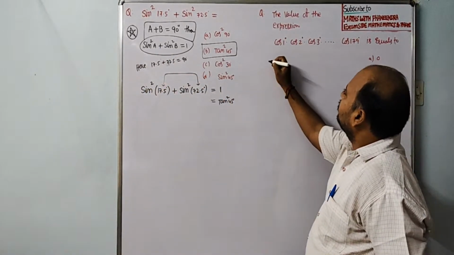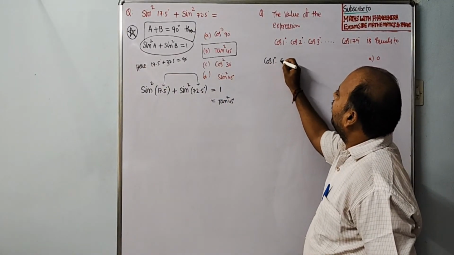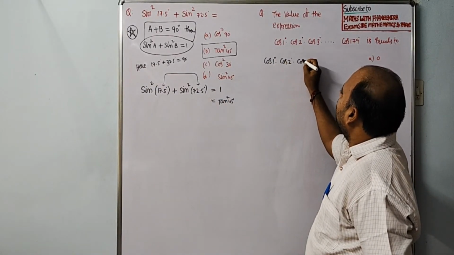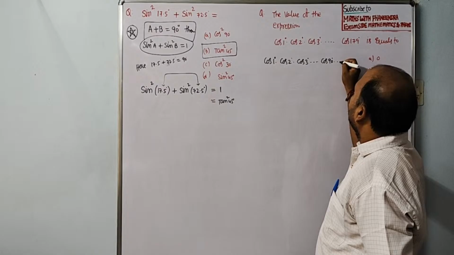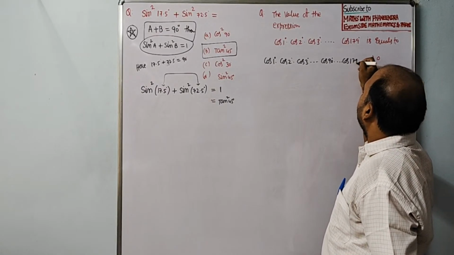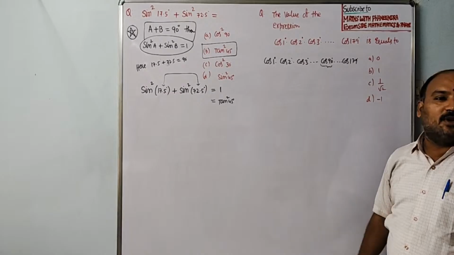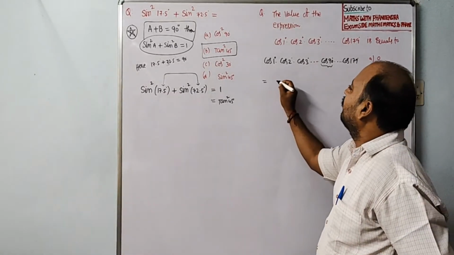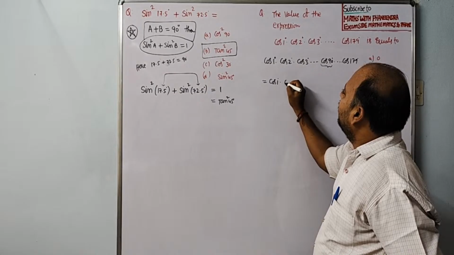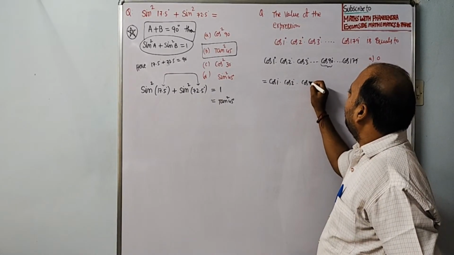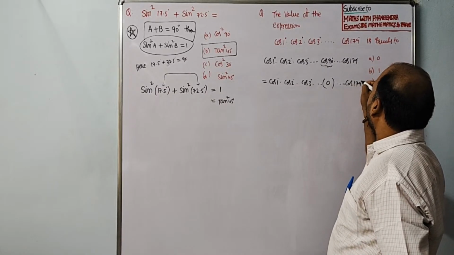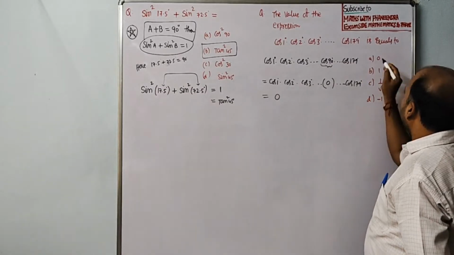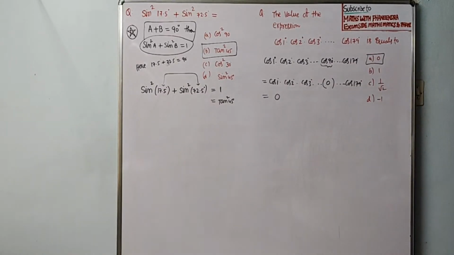Now come to this question. Cos 1 degree into cos 2 degrees into cos 3 degrees and so on. In the middle, cos 90 degrees also comes, no? And so on, up to cos 179 degrees. Cos 90 value is what? 0. 0 into anything is what? 0. So cos 1 degree into cos 2 degrees into cos 3 degrees and so on, 0, and so on, cos 179 degrees. So ultimately 0 into anything is 0. The answer is 0. Okay, dear students.